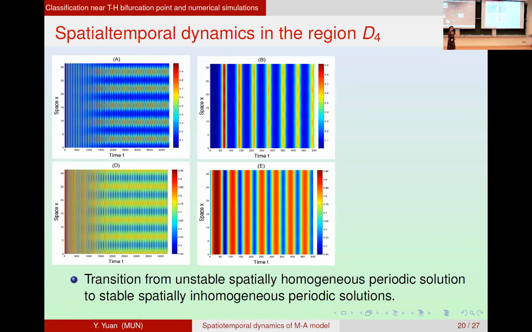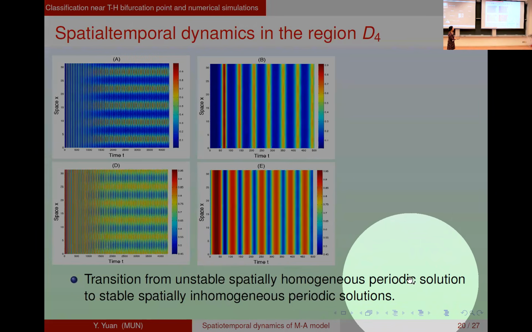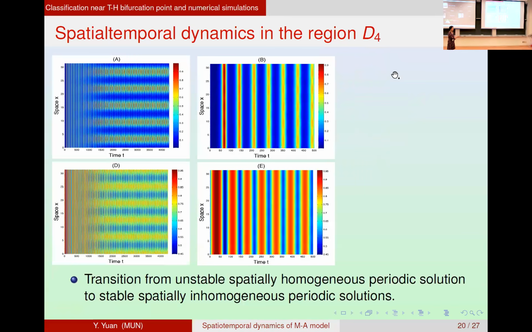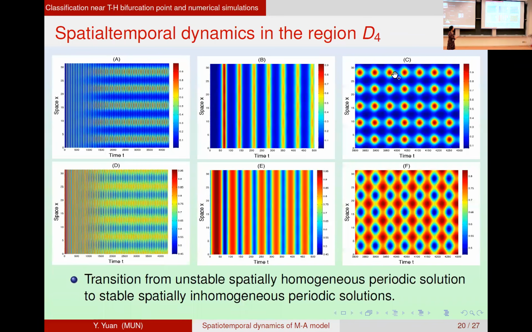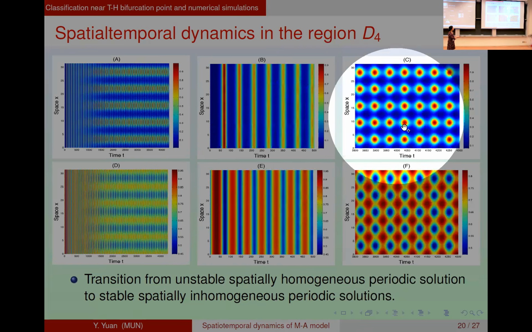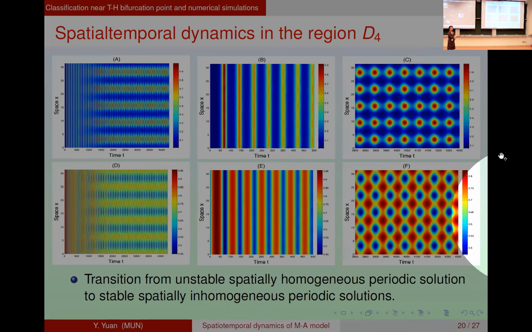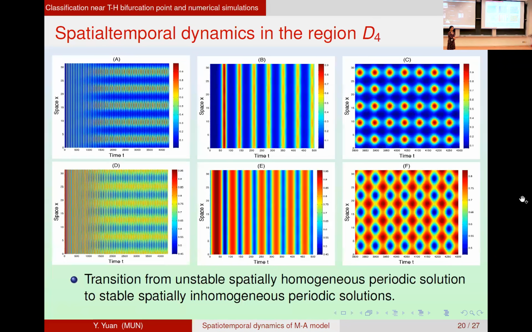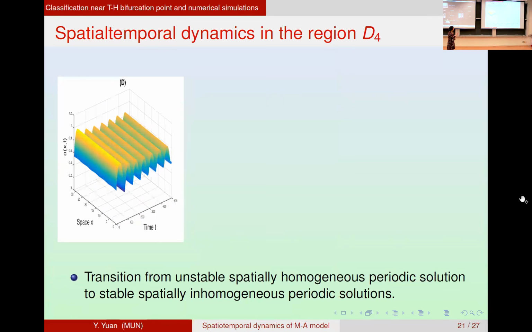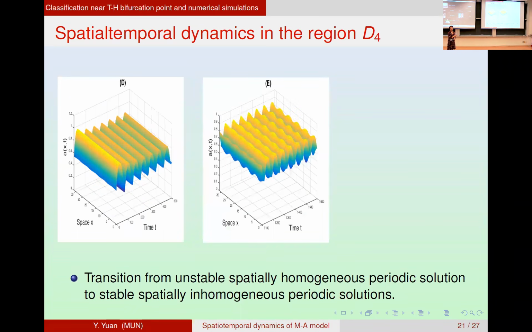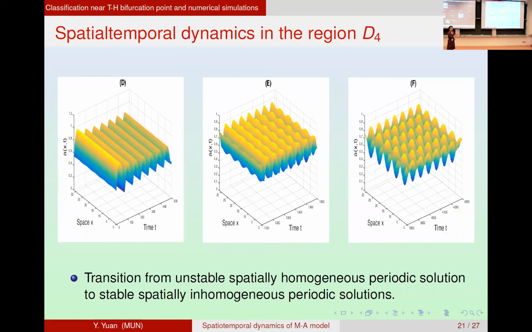So this is the starting part. It looks spatially homogeneous, but because it's unstable, finally it moves to this inhomogeneous periodic solution. The previous one was for the 2-dimensional case, right? So we can also show a picture for the 3-dimensional case. We can also see this transition.